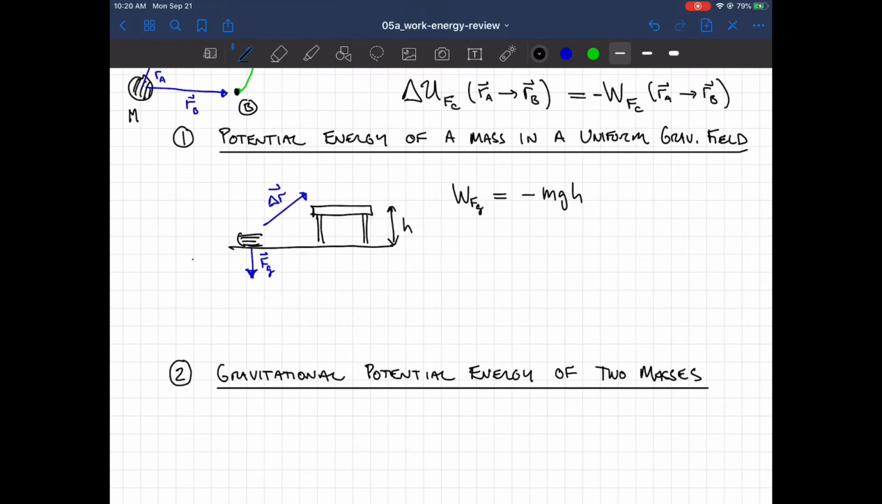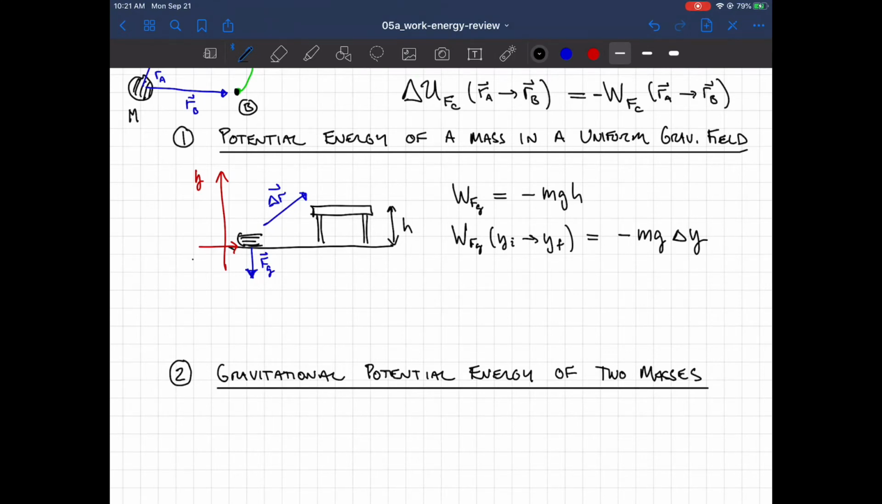What we can do is give ourselves a coordinate system, and we can make that a little bit more general. So if we have a coordinate system called y, where y is pointing in the vertical direction, then we can say that the work done by the force of gravity from y initial to y final is equal to minus mg delta y.